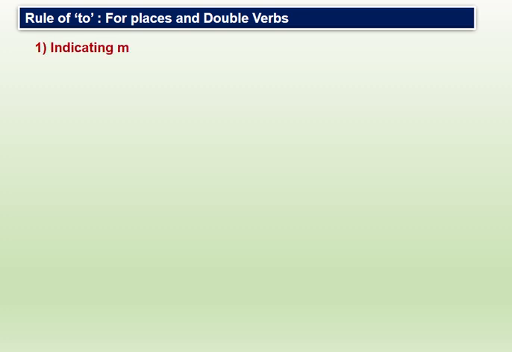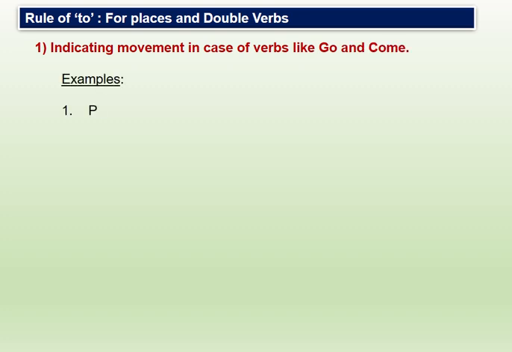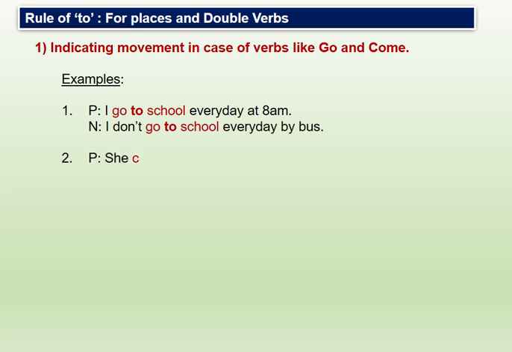As of now, you can see the first rule: indicating movement in case of verbs like go and come, and you can see some examples on your screen as well. The first example says the activity of going to school, so it indicates a place, and therefore I have used 'to' in dark brown color. So in positive and negative, the other rules are the same as in simple present tense, because we have covered only simple present tense until now.